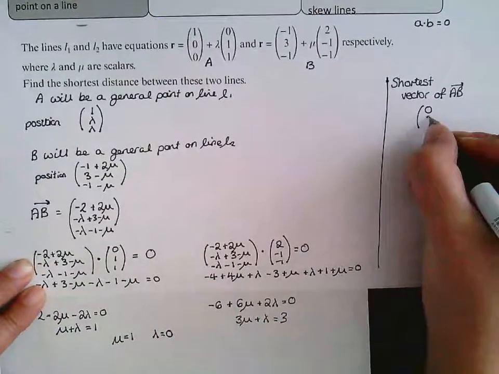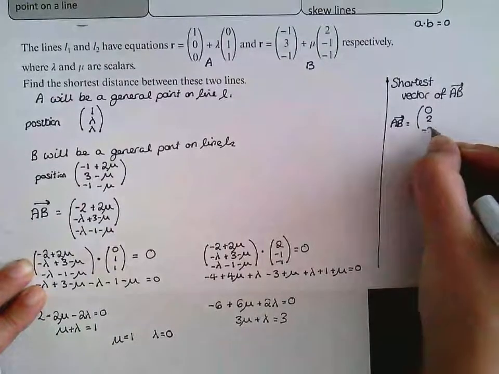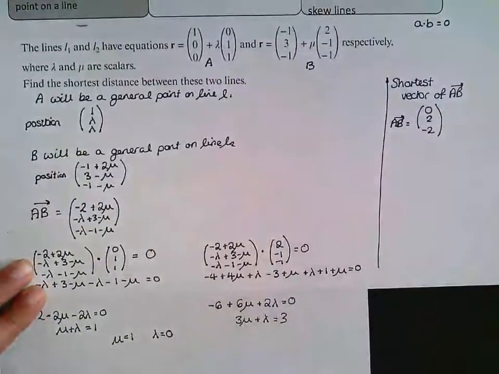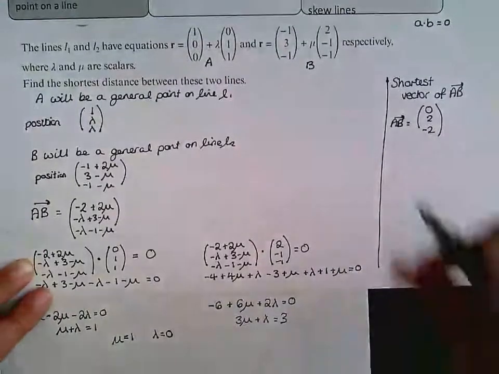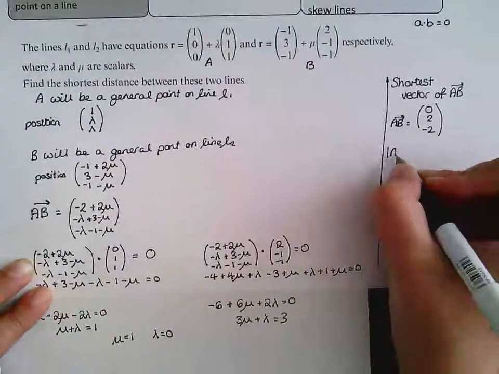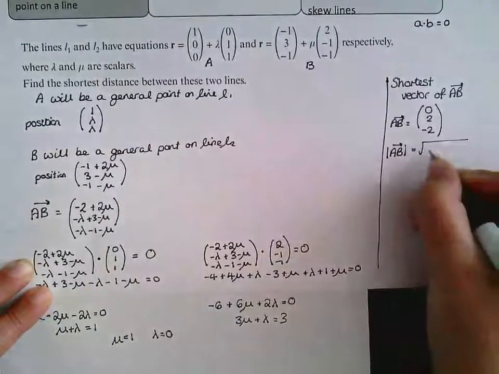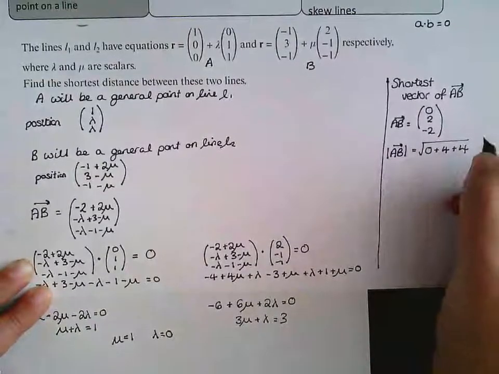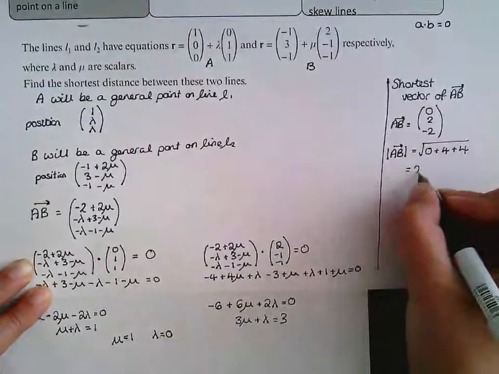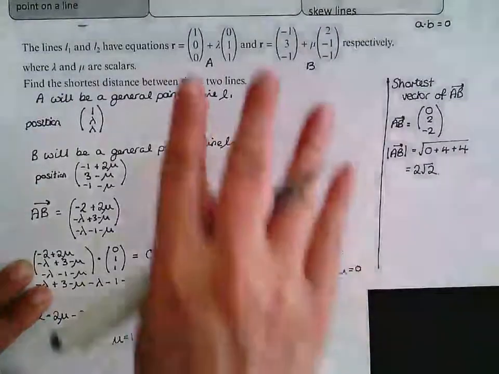I get 2. And lastly, I get minus 2. So this vector here, we know is the shortest one. So therefore, to get the distance between the two, I am just going to Pythagoras the vector to give me 2 root 2. And that is the shortest distance between these two lines.